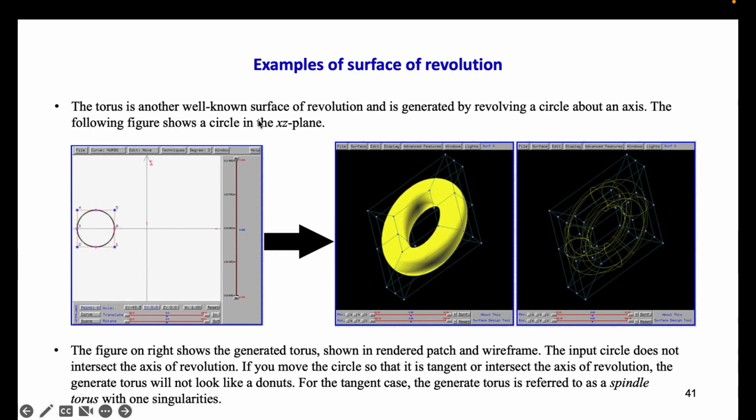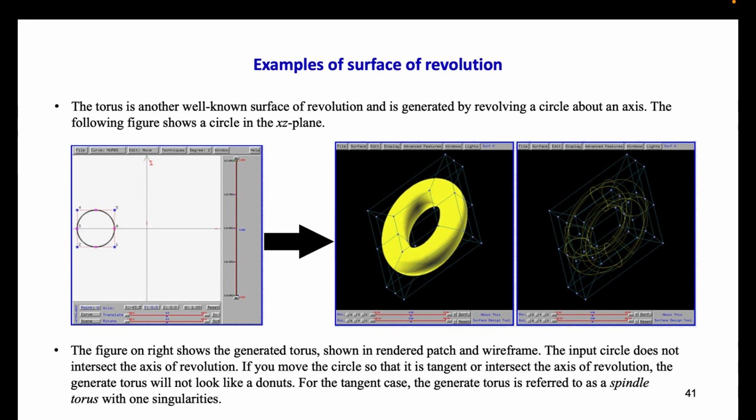The torus is also a well-known surface of revolution and is generated by revolving a circle about an axis. This shows a circle in the xz plane which is rotated around this axis. You will get the torus. The figure on the right shows the generated torus shown in render, patch and wireframe. The input circle does not intersect the axis of revolution.